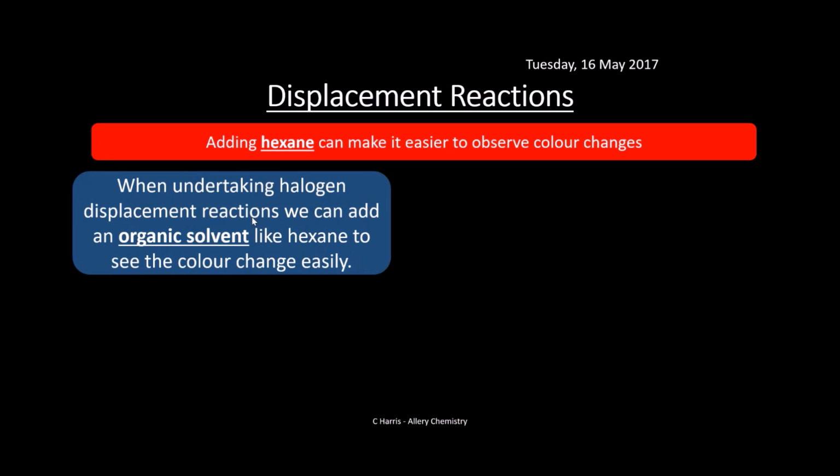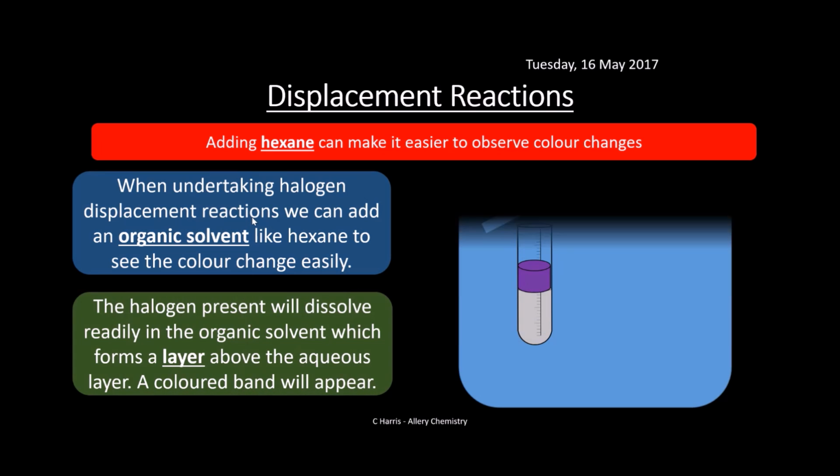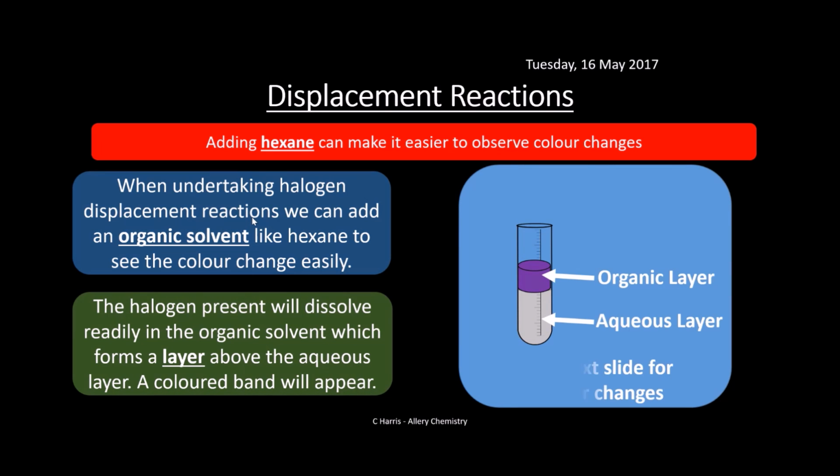Okay, displacement reactions. So what we can do is we can add hexane, and it makes it easier to observe some of these colours. So when undertaking halogen displacement reactions, we can add an organic solvent, like I say, like hexane. You can see the colour really easily. Now you can see this kind of as a diagram. So basically the halogen that's present will dissolve readily in that organic solvent, and that forms a layer above the aqueous layer. And we get a coloured band, and the colour of the coloured band will tell you what ion we've got and the displacement that we have as well.